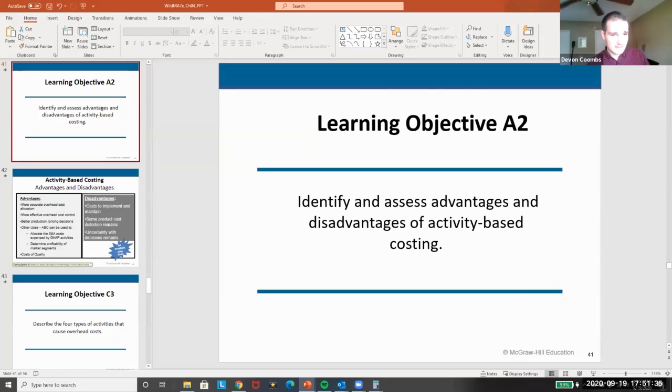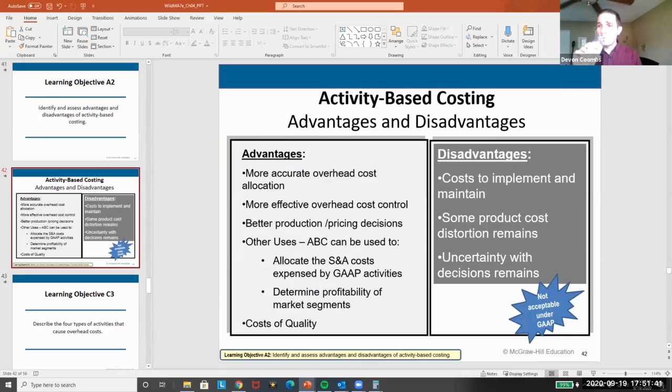So let's just talk about advantages and disadvantages. The calculations, what I'm expecting you to understand, and then some of this qualitative stuff as well. So, advantage: activity-based costing is generally more accurate and more effective for cost control. It might really help us see if our products are profitable or not, and is better for product, production, and pricing decisions.